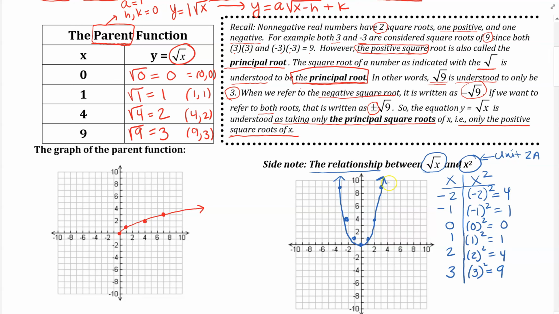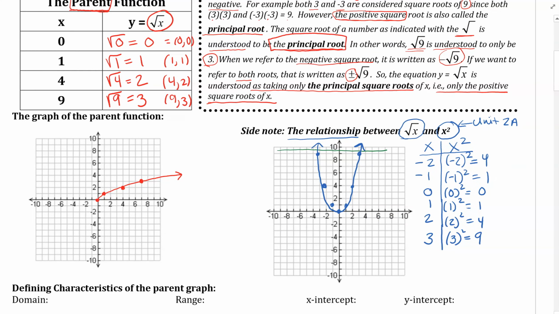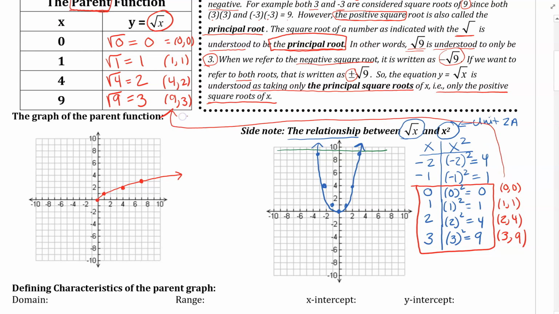Okay. So this was our parent function for y equals x squared, and it was a function, right? It passed the vertical line test. You may notice, though, it's not a one-to-one function. It fails the horizontal line test. Okay, so that's going to become important in about a second. So then, if you look at these ordered pairs, I want you to focus on just this part of the table, just this part of the parent function for x squared. We're going to look at 0, 0, 1, 1, 2, 4, and 3, 9. And I want you to compare that to my parent table for the square root of x function.